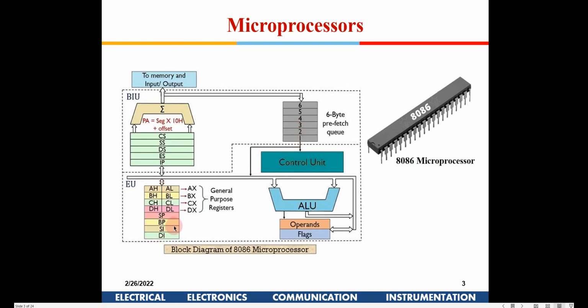So these are the registers which are used by the ALU for storage of data and for computing, and there will be some registers which are used by the control unit also, right? So this is then a general architecture of an 8086 microprocessor. Other processors also will have something very similar.